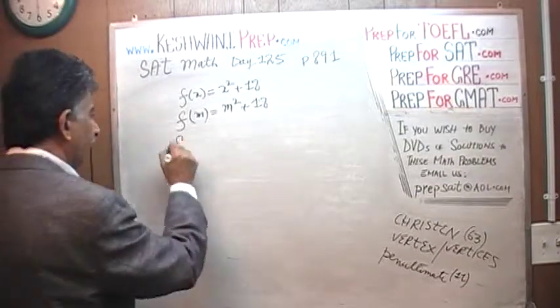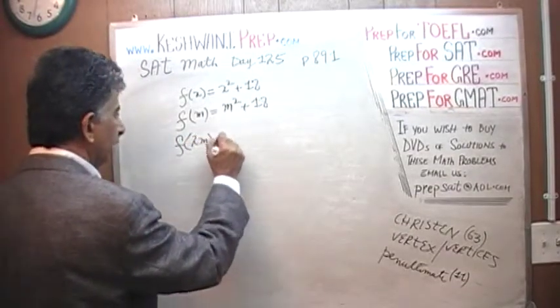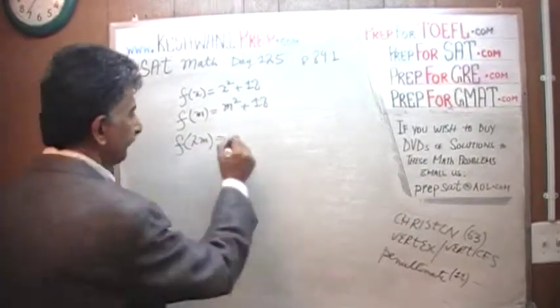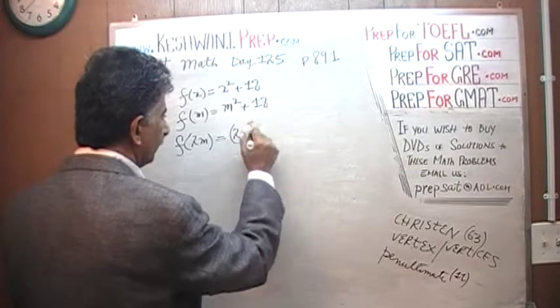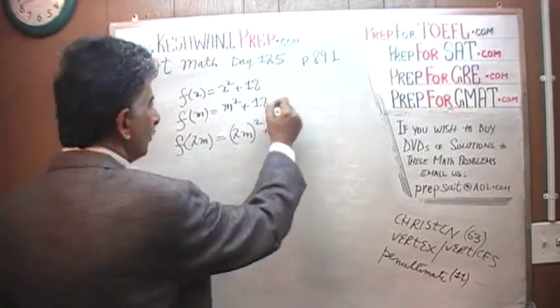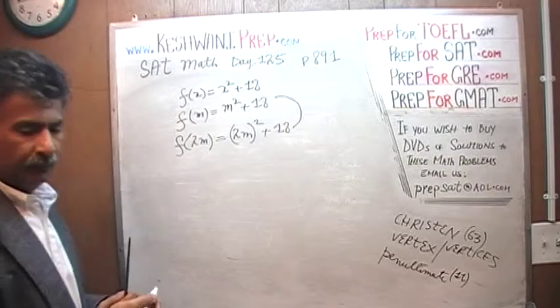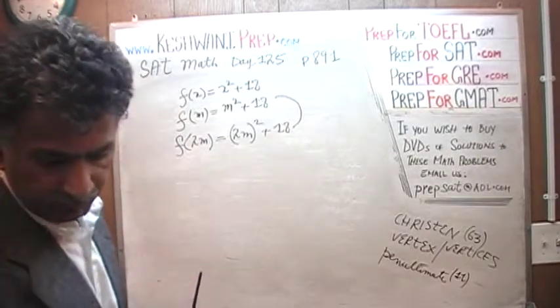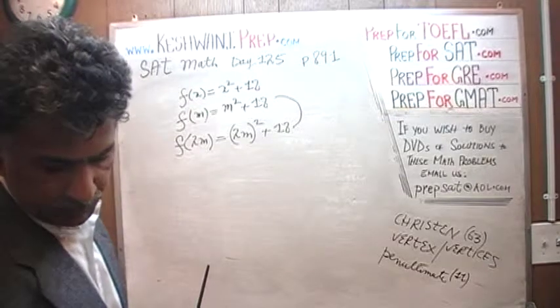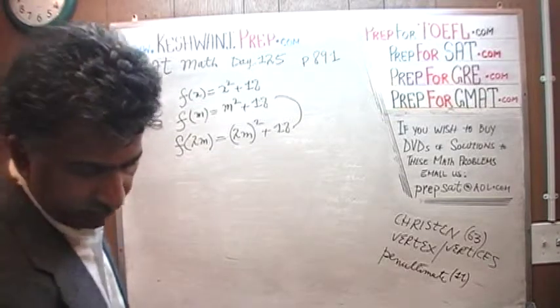Similarly, f of 2m would be, wherever we see x, we replace it with 2m. So it becomes 2m squared plus 18. And we are told that these two quantities are equal to each other. So let's put them equal to each other and see what happens. Oh no, they are not equal to each other rather. One is 2 times the other. I'm not reading carefully.